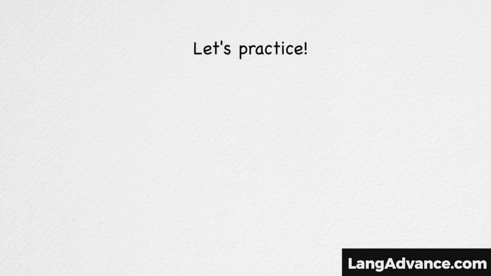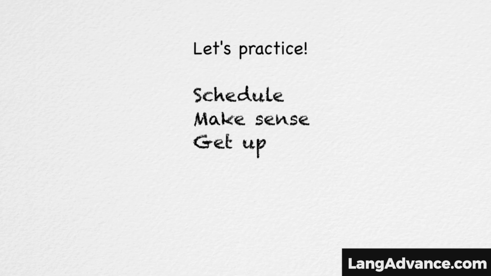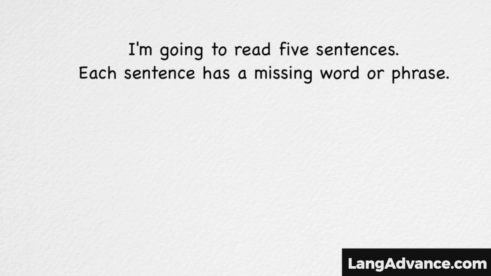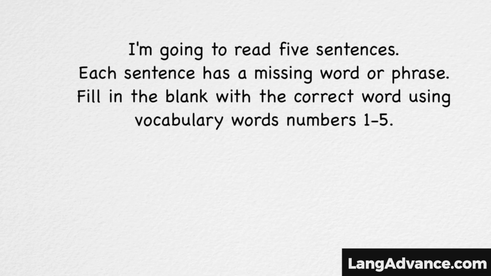Let's practice the first 5 vocabulary words and phrases we've gone over. Schedule, make sense, get up, scrambling, and adequate. I'm going to read 5 sentences. Each sentence has a missing word or phrase. Fill in the blank with the correct word using vocabulary words numbers 1 through 5.